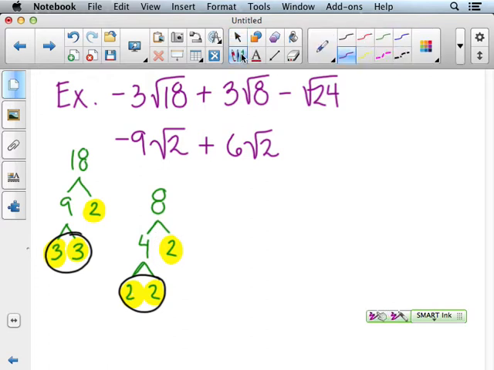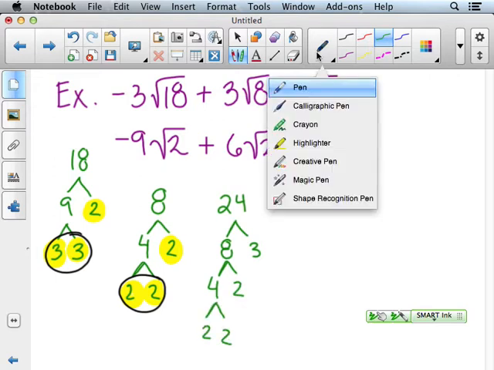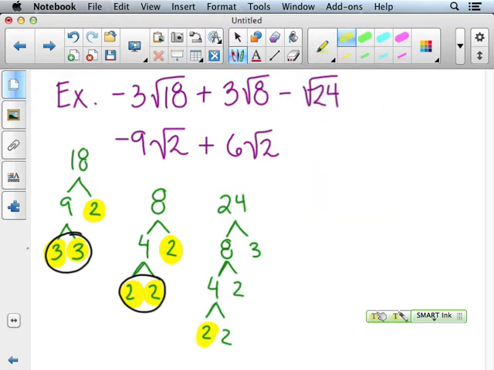All right, next, the 24, factor tree. This is 8 times 3. This is 4 times 2. 2 times 2. Here are my primes. And again, square root, so we're looking for pairs. Here's a pair of 2's. The 2 is going to come outside, and the other 2 and 3 will stay inside. So we end up with minus 2 square root 6.